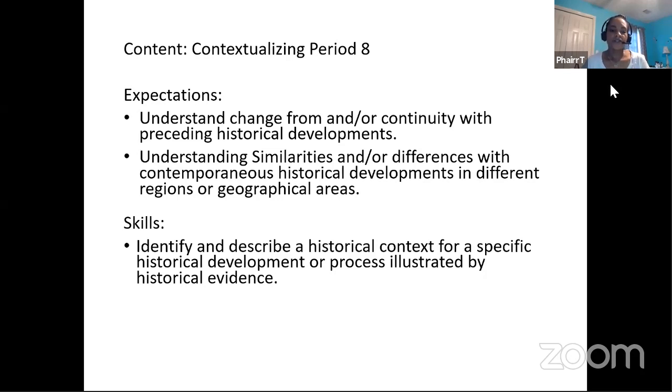The other expectation is understanding similarities and/or differences with contemporaneous historical developments in different regions or geographical areas. When you look at the Cold War, you're going to look at the different responses that each one had. As you look at domestic issues within period 8, for example, you're going to learn about the civil rights movement and how the northern response differed from the southern response. As far as skills, you're going to need to identify and describe a historical context for a specific historical development or process illustrated by historical evidence. All of these skills are things you have already pretty much learned. We're just going to continue on and further elaborate as we take the journey into period 8.